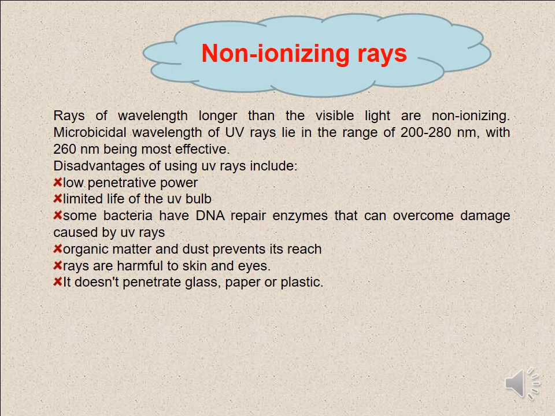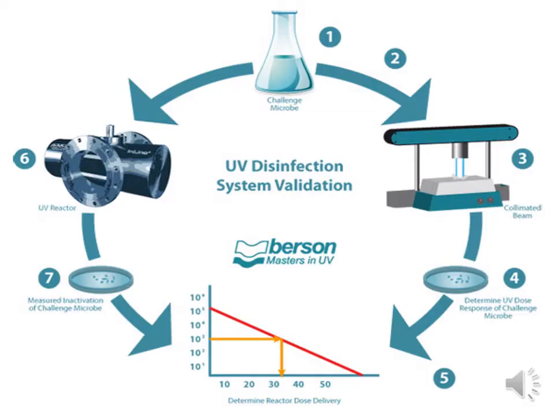Organic matter and dust prevent its reach. Rays are harmful to the skin and eye. It does not penetrate glass, paper, or plastic material. This is the silent killer of sterilization: the validity of the ultraviolet disinfection system.